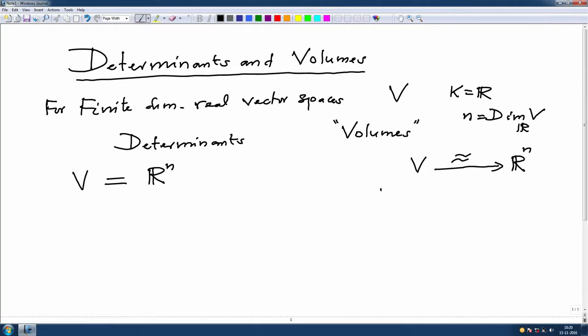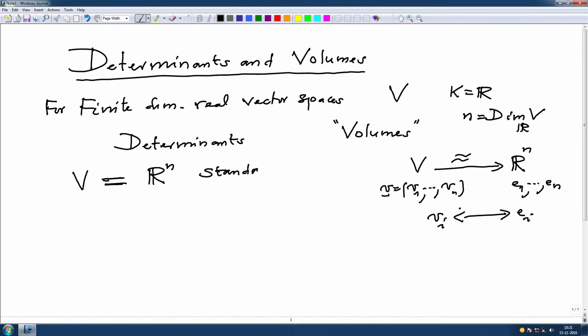So, V to R^n there is an isomorphism. If I have a basis v1 to vn here, and there is a standard basis e1 to en here, then we always have an isomorphism which maps vi to ei. So, I will transfer everything from this case to the general case. So, we will concentrate on the standard n dimensional real vector space.